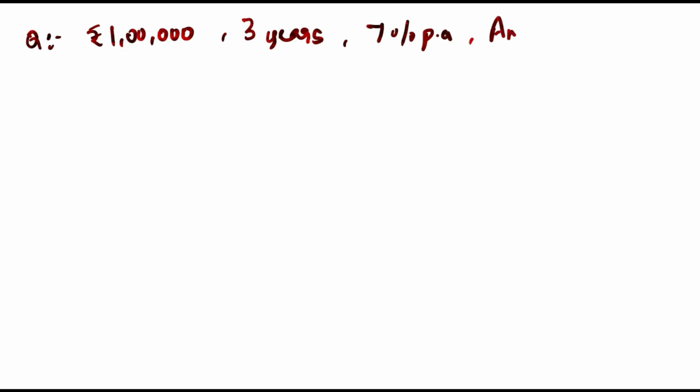Now the amount deposited is rupees 1 lakh. Amount deposited is rupees 1 lakh in a nationalized bank for 3 years. So the time here is 3 years and principal amount is rupees 1 lakh. Interest rate is 7% per annum, and under the compounded annually method, we have to calculate the amount at the end of third year.